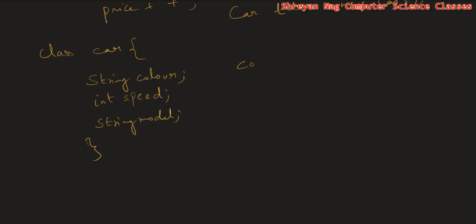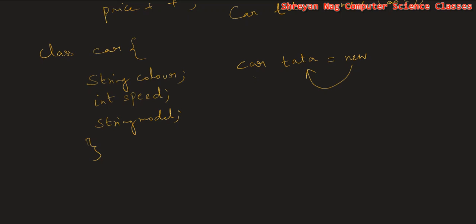To make an object of this Car, we need to write like this: first the class name, followed by an object. Suppose the object is Tata. Tata is the object of Car, followed by the assignment operator, and then we write the new operator. The new operator will assign certain memory to the object of Car. So Tata is an object of the class Car.